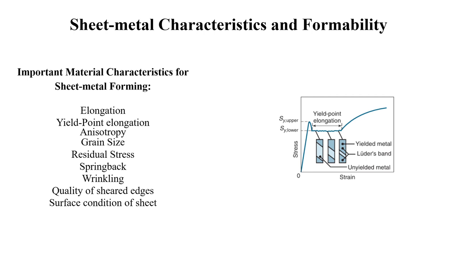If the material or the process is not correct, we might see defects like Lüders bands, which are visible stretch marks on the surface, or an orange peel texture, which is caused by a large grain size in the metal.